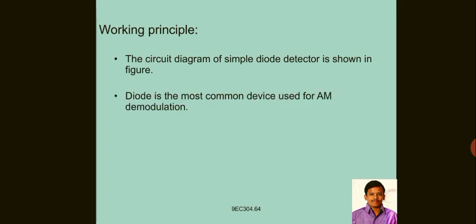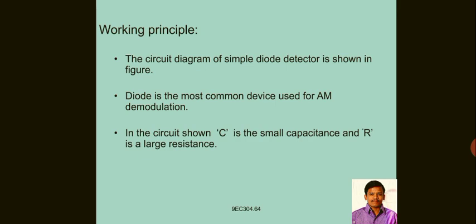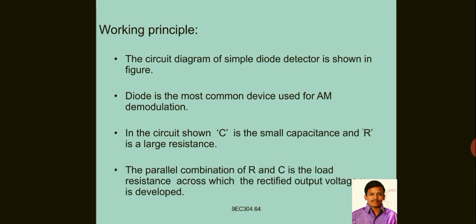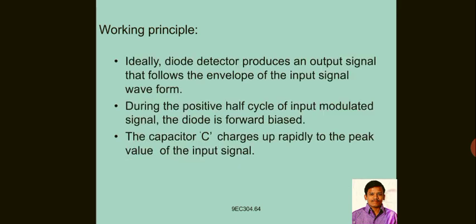Therefore in this one, the diode is a common device used for AM demodulation. In this circuit, our assumption is C is a small capacitance, R will be large. The parallel combination of R and C acts like a load, we can say load impedance, across which the rectifier output voltage will be developed. So first we will see the ideal case or theoretical case.